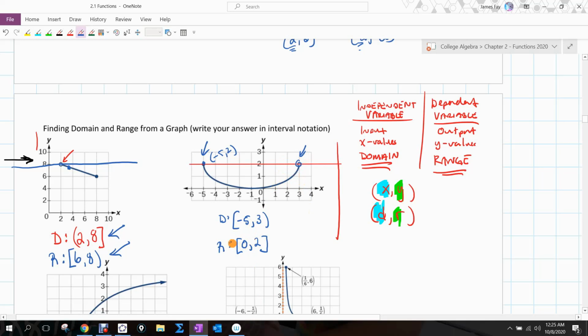Remember, the idea here is that all these range values are the Y values that could show up if I listed the infinite number of ordered pairs on this curve and looked at all the Y values. They are going to be of that set.